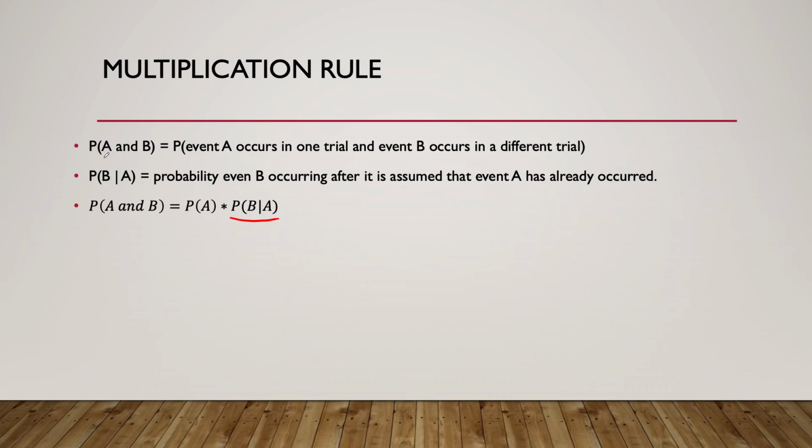Next we have this multiplication rule. And this is where the probability of A and B is equal to the probability that event A occurs in one trial and event B occurs in a different trial. And it utilizes this special notation, the probability of B occurring after it is assumed that event A has already occurred. So the probability of A and B is equal to the probability of A times the probability that event B is occurring after it is assumed that event A has already occurred.